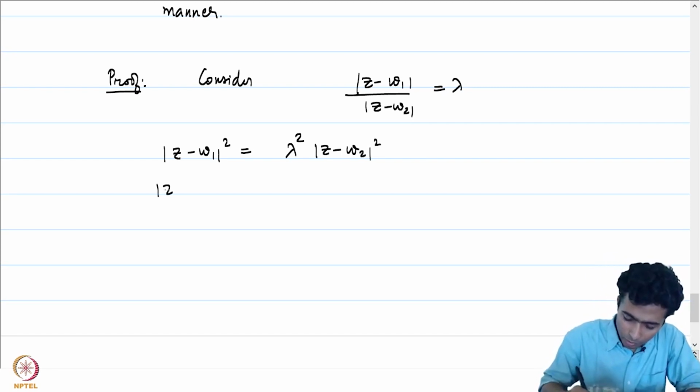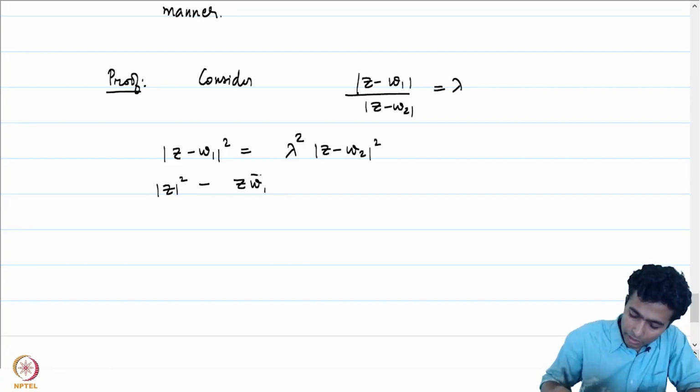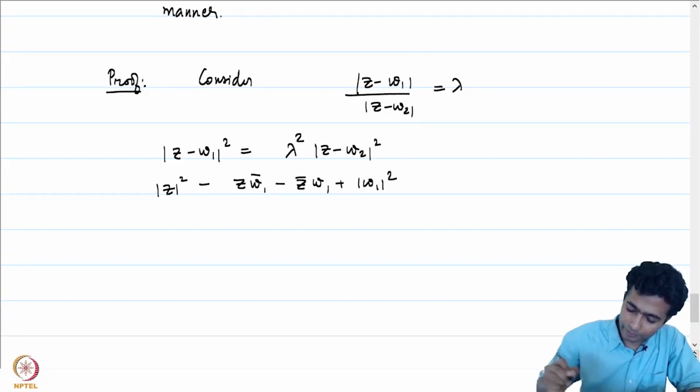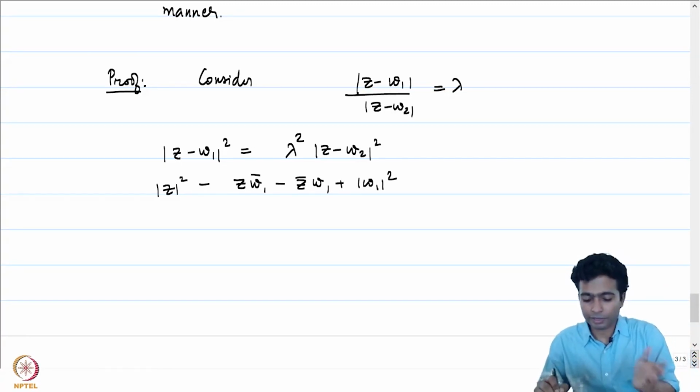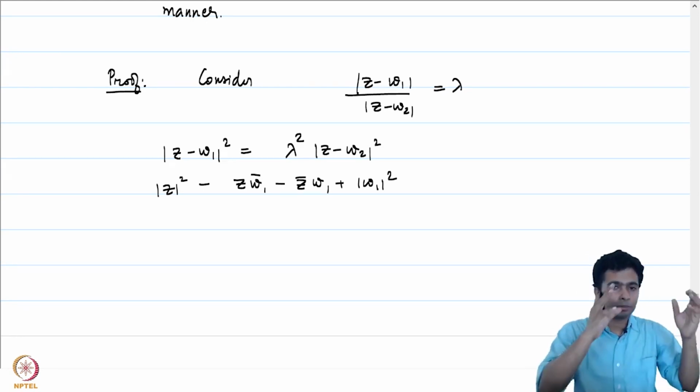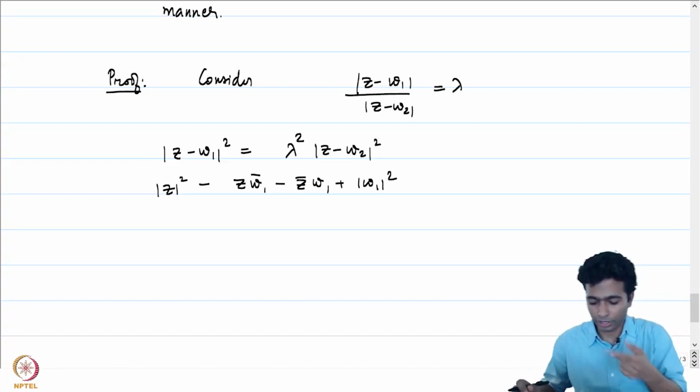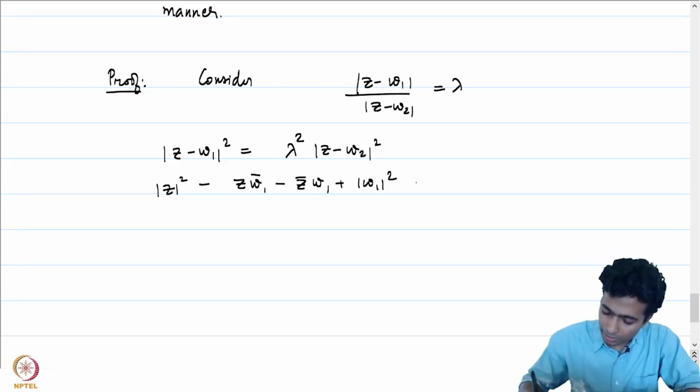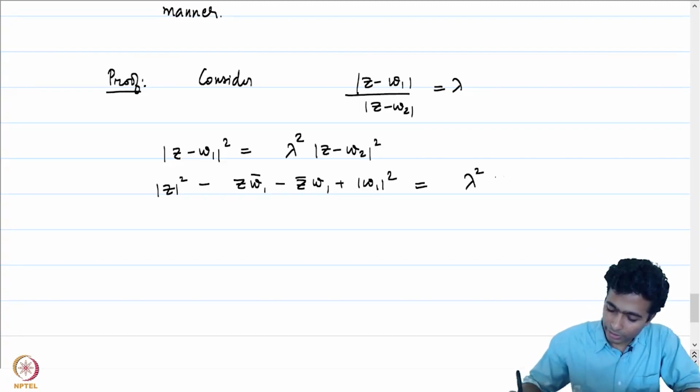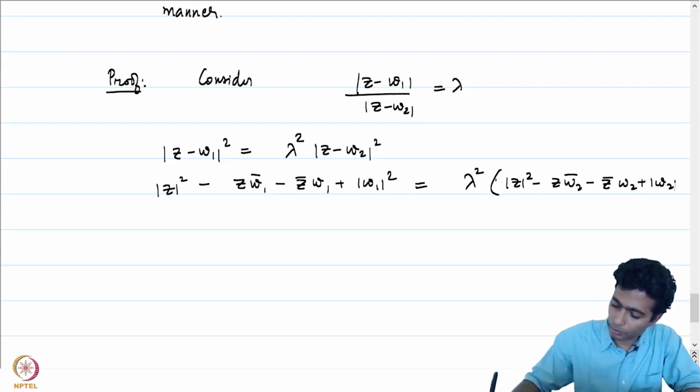which will be |z|^2 - z w1 bar - z bar w1 + |w1|^2. Remember that the square of the absolute value of z - w1 is equal to the product of z - w1 with its conjugate, which can be expanded out in this manner. This will be equal to lambda^2 times |z|^2 - z w2 bar - z bar w2 + |w2|^2.